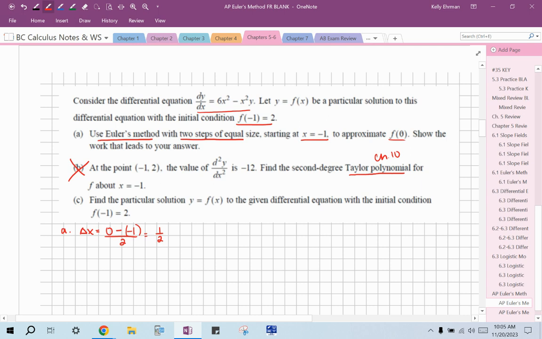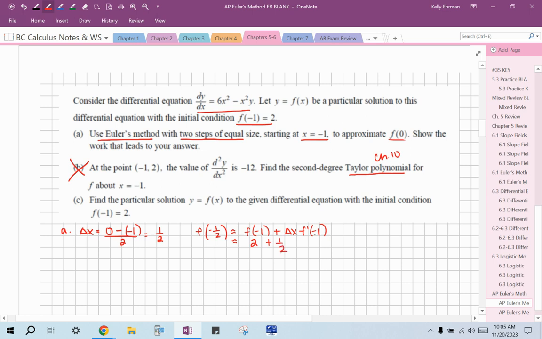-1 up to 0. All right, and then we start with we're starting at -1, so add 1/2 to that. Your first approximation is f of -1/2. Starts at f of 0, starts at f of -1. Add to that delta x times f prime of -1. F of -1 was given as 2.